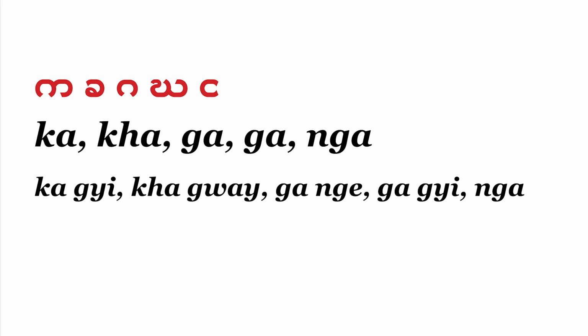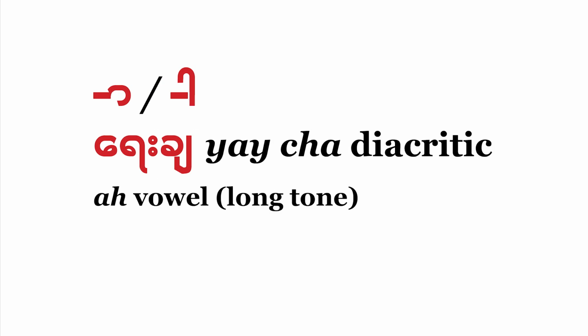This is why, without any diacritics, this row is read ga, ka, ga, ga, nga. Here's the first diacritic for you, this little pull down, and it's called yecha. It's also written like this.